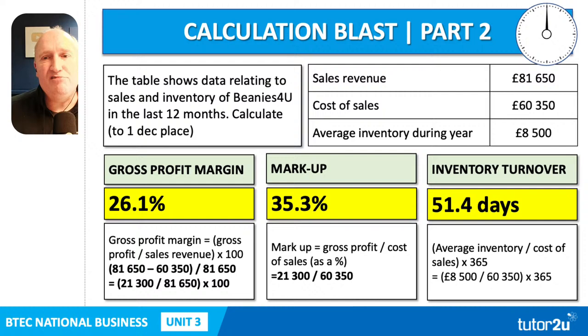Lastly, inventory turnover, it is indeed 51.4 days. So we take the average inventory of 8,500, divide it by cost of sales, 60,350, and multiply it by 365. Now, don't forget, inventory turnover, where we're multiplying by 365, we express that in days. So don't just put 51. It's 51 what? It's not 51%, 51 units, it's 51 days, isn't it? That means every 51.4 days, we've basically used up our inventory. That's the idea of inventory turnover.